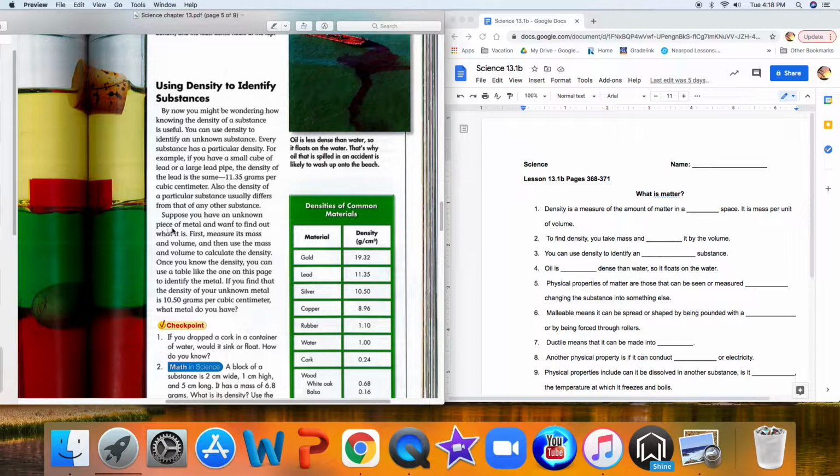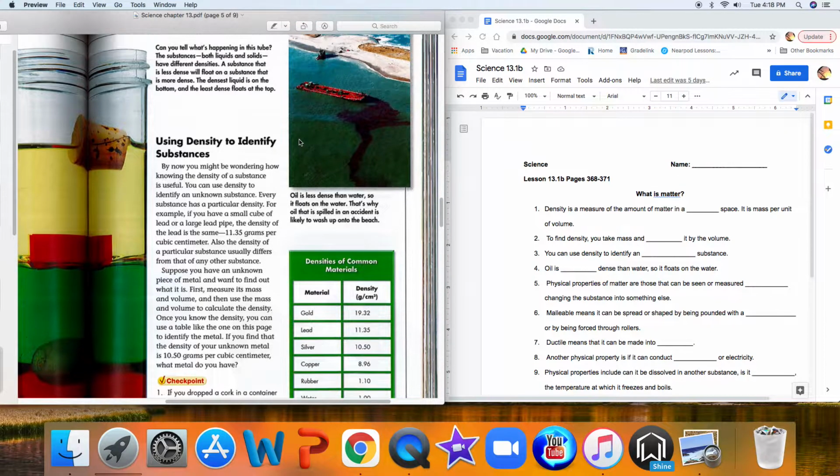Suppose you have an unknown piece of metal and you want to find out what it is. First, measure its mass and its volume. Then, use the mass and volume to calculate the density. Once you know the density, you can use a table, like the one on this page, to identify the metal. If you find that the density of the unknown metal is 10.5 grams per cubic centimeter, what do you have? So I go here, I find 10.50, and I know that I have silver. Okay, so I can use it to find an unknown substance.